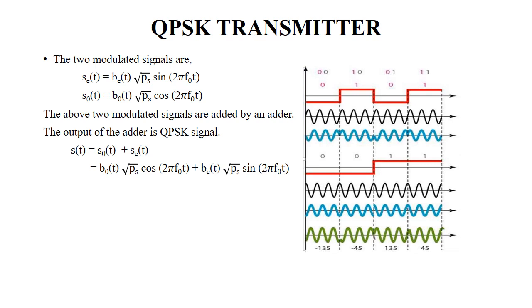Here the two modulated signals are s_e(t) and s_o(t). These two modulated signals are added by an adder, and the output QPSK signal is s(t) equal to b_o(t) root Ps cos 2 pi f0 t plus b_e(t) root Ps sin 2 pi f0 t. Here is the actual waveform diagram of the QPSK transmitter.